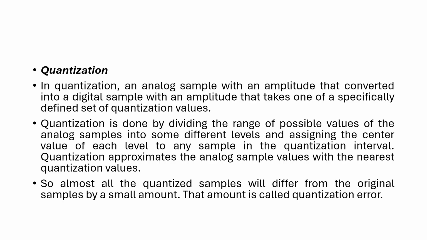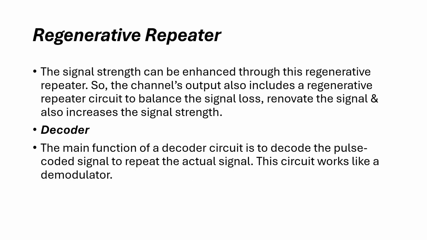Next, quantization, in which an analog sample with an amplitude is converted into a digital sample with an amplitude that takes one of a specifically defined set of quantization values. This quantization is done by dividing the range of possible values of all the analog samples into different levels and assigning the center value of each level to any sample in the quantization interval. Quantization approximates the analog sample values with the nearest quantization values. Almost all the quantized samples differ from the original samples by a small amount, called the quantization error.